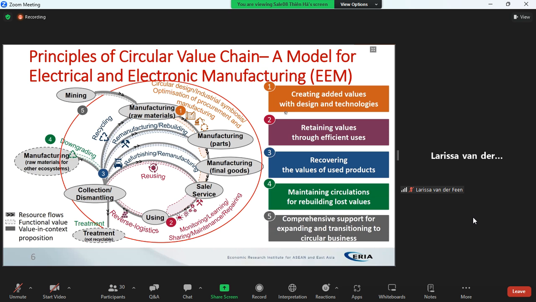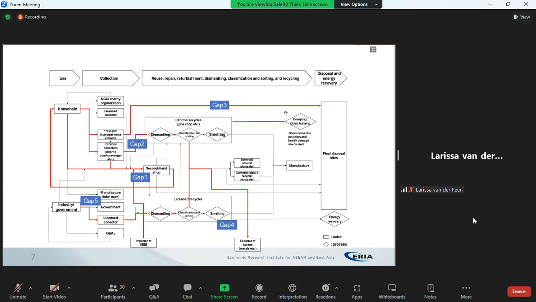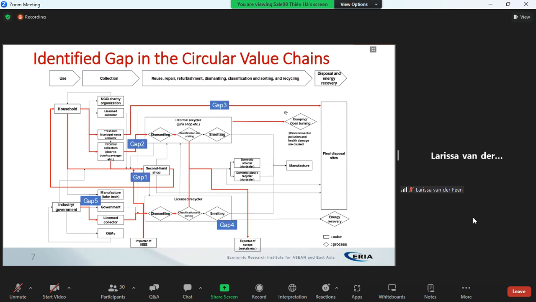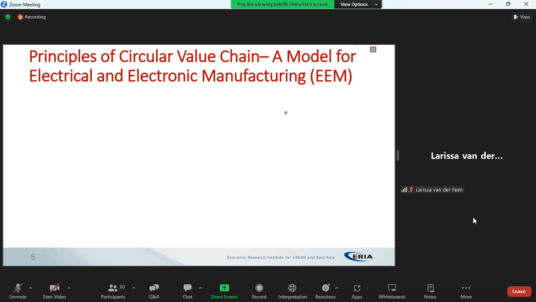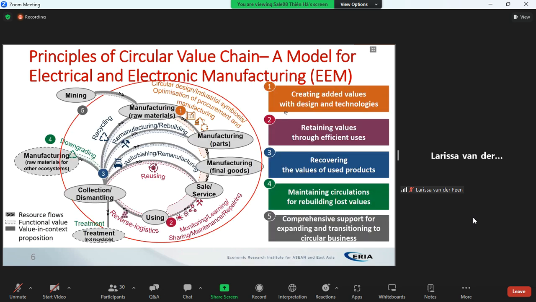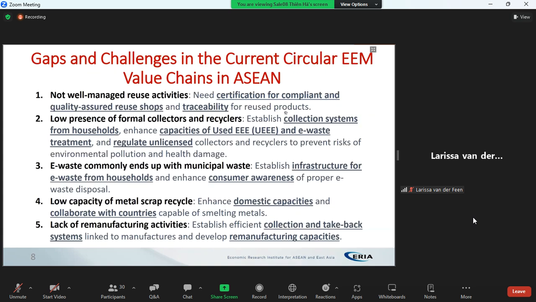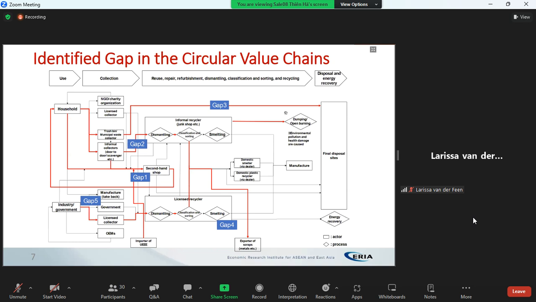So, in line with that, we did a case study to identify the gaps in the circular value chain, particularly for electronic and electrical equipment, by analyzing the total value chain from use, collection, reuse, repair, and finally disposal and energy recovery. We identified five gaps.